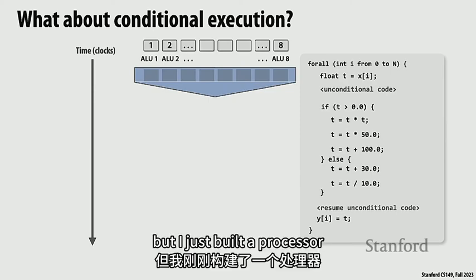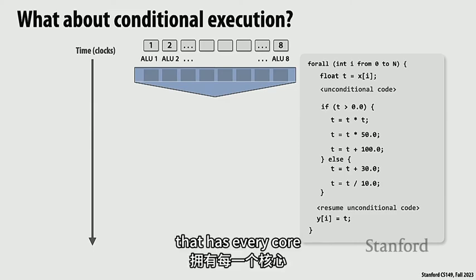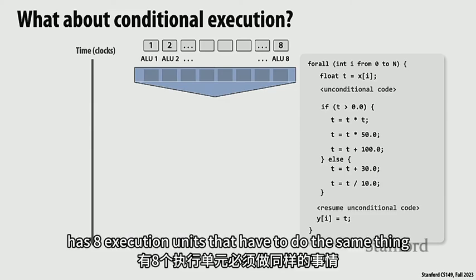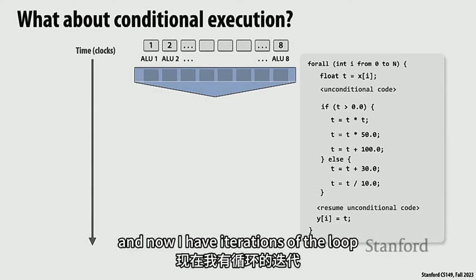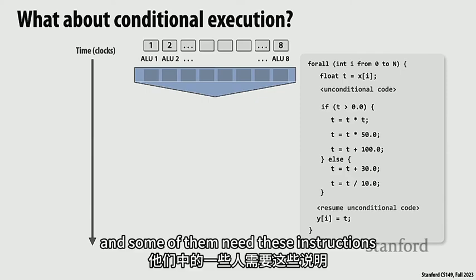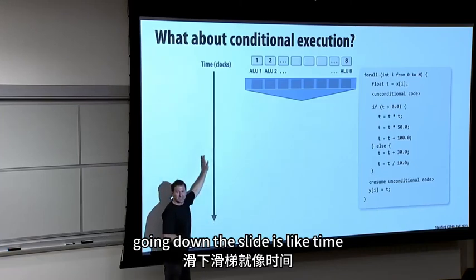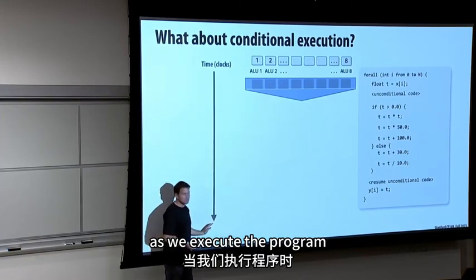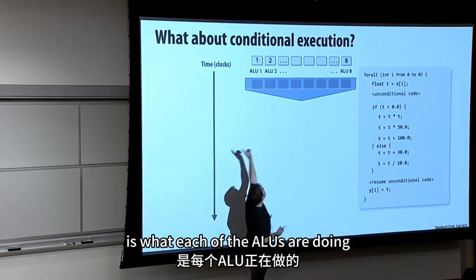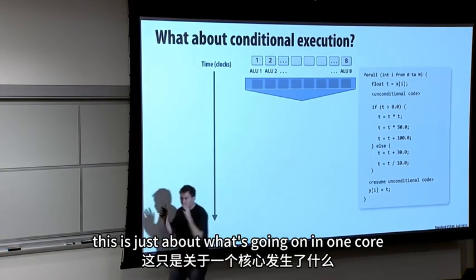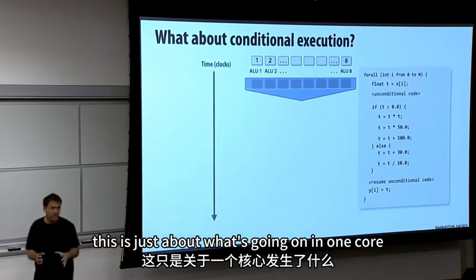But I just built a processor where every core has 8 execution units that have to do the same thing. And now I have iterations of the loop where some of them need these instructions and some of them need these instructions. So I'm going to diagram this out for you. Going down the slide is time as we execute the program. Going across the slide is what each of the ALUs are doing. This is just about what's going on in one core.